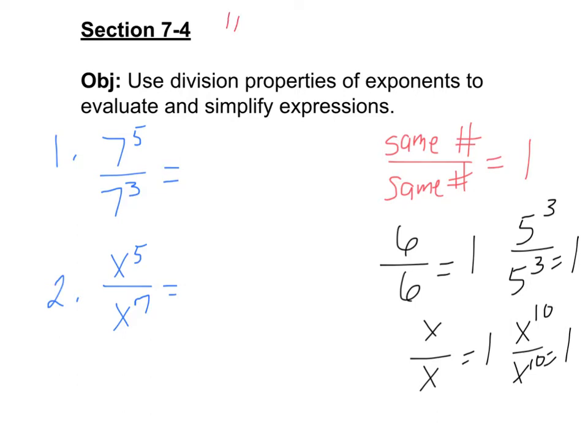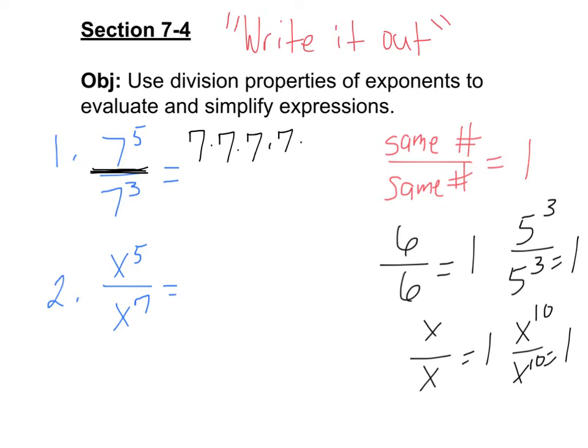So you guys remember, when in doubt, write it out. Same idea here. For example, number 1, if I have 7 to the 5th power divided by, okay, that's what this line means, divided by 7 to the 3rd power, it simply means, hey, if I have 5 7s on the top of a fraction, and then I have 3 on the bottom, well, guess what?